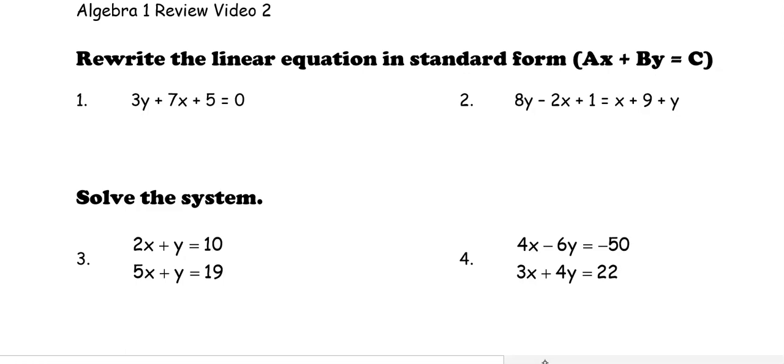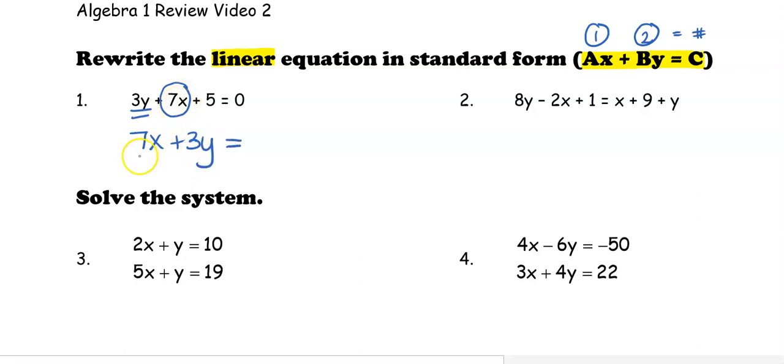So before we jump into systems, we're going to review how to write the equation in standard linear form. And why this is important, because if you notice here, ax plus by equals c, that is how we set up a system to solve it. And so when I look at number 1, our problem here is we need our x first, our y second, and then set equal to our number.